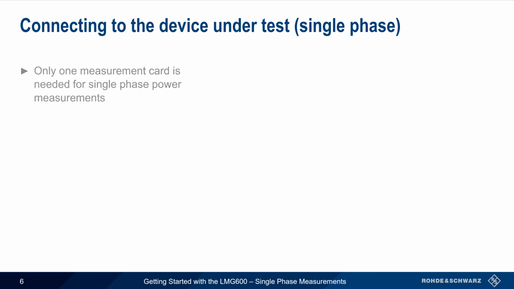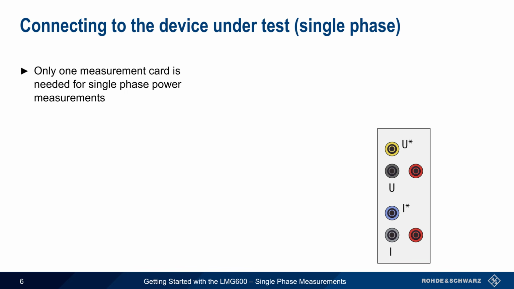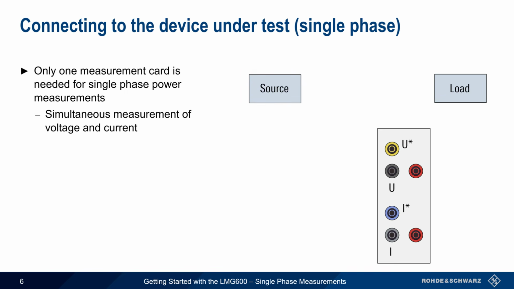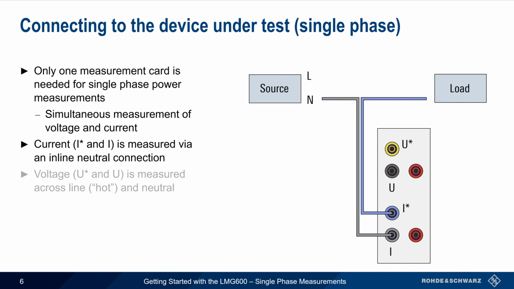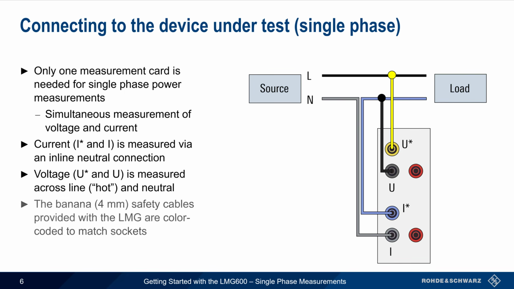For single-phase power measurements, only a single measurement card is needed, since all card types support simultaneous measurement of both voltage and current. A single-phase connection between a source and a load requires a line or hot wire and a neutral wire. For current measurements, the neutral conductor is normally routed through the LMG measurement card. The voltage measurement connection is made across the line and neutral, as shown. Note that the 4mm or banana cables provided with the LMG are color-coded to match the sockets, making it easier to visually determine what's being carried on each wire.